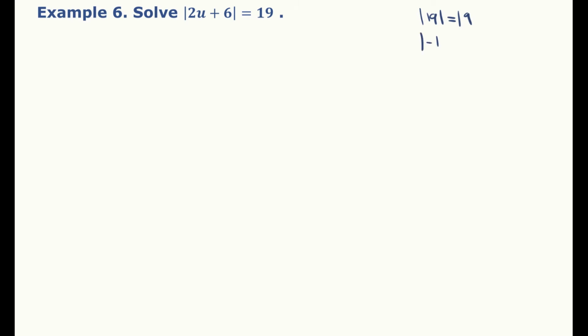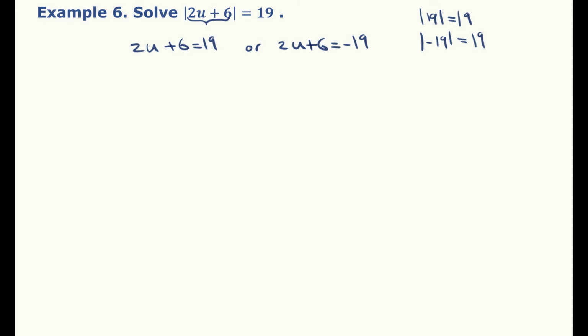The other one is negative 19. We know the absolute value of negative 19 is 19 as well. Therefore, this expression can either be 19 or negative 19. So we have 2u plus 6 equals 19, or 2u plus 6 equals negative 19. Now we just need to solve these 2 simple linear equations.